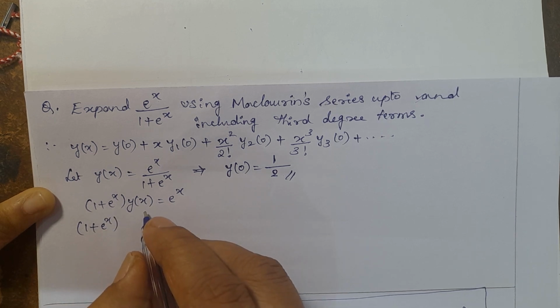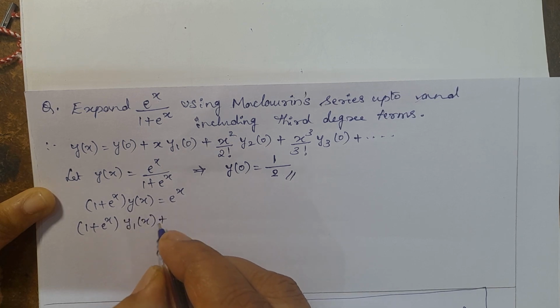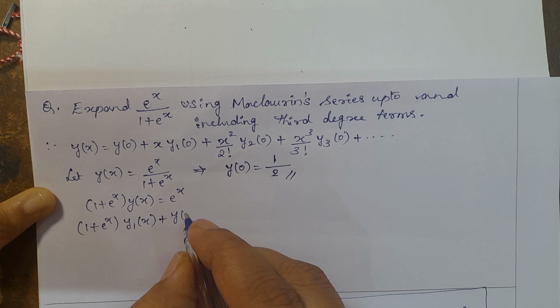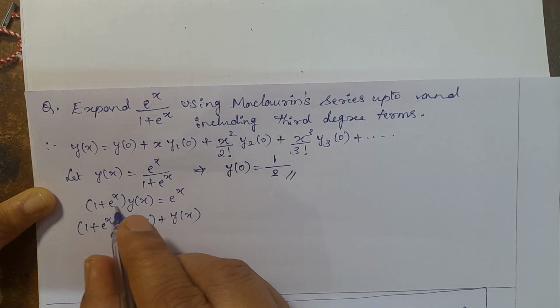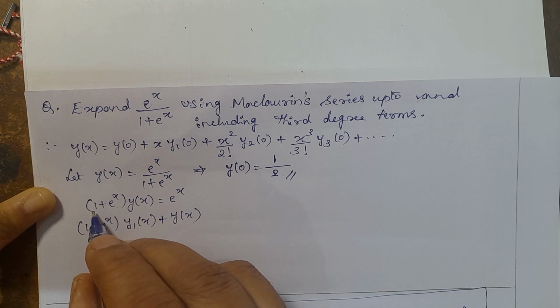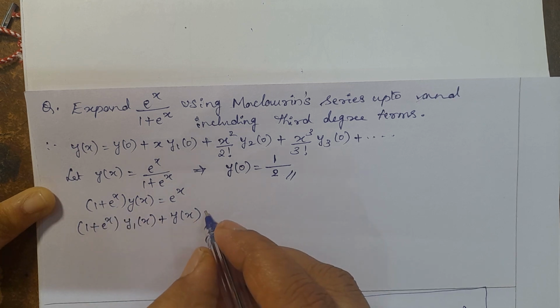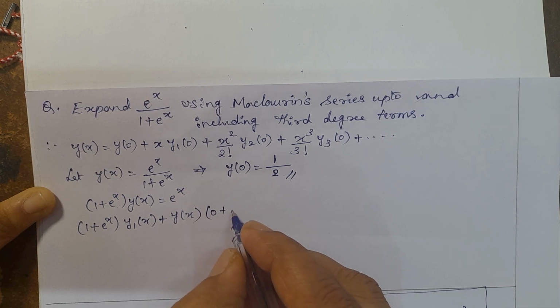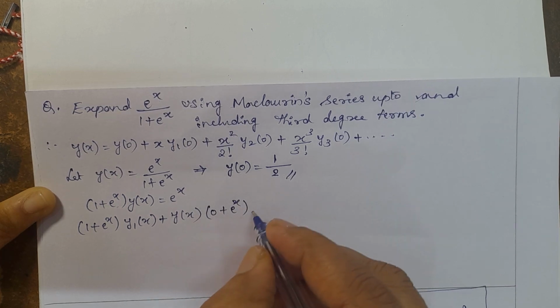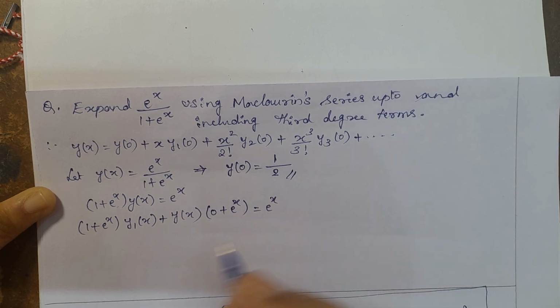y of x differentiated gives y1 of x, plus second function as it is, y of x. Then differentiation of the first function: 1 differentiated is 0, and e power of x differentiated is e power of x. So differentiation of e power of x is e power of x.